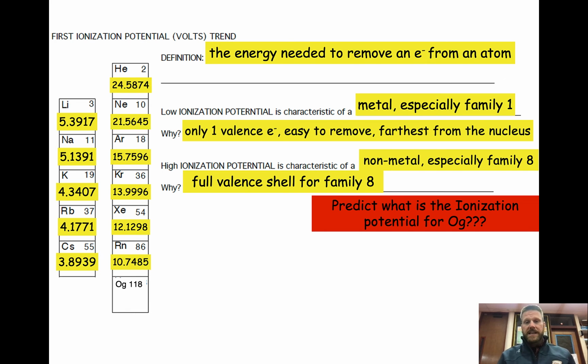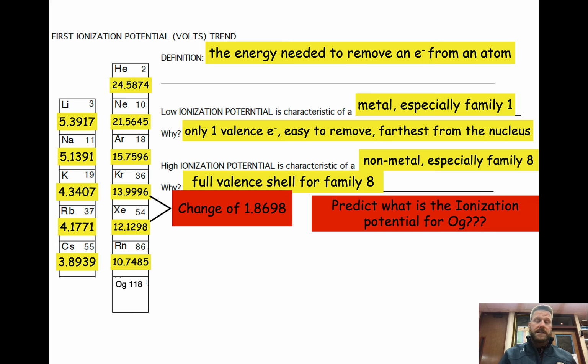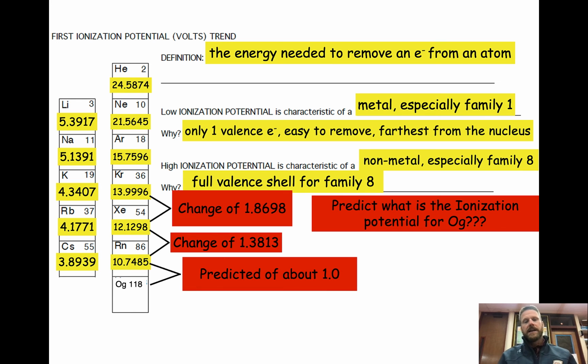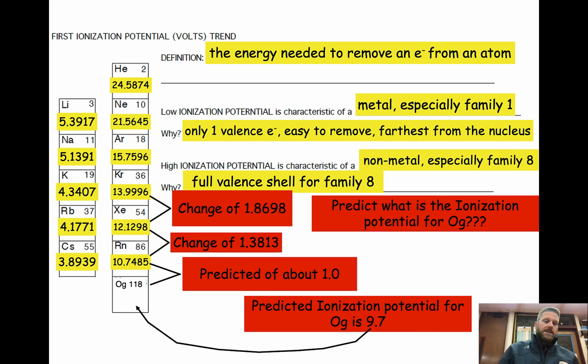Okay, let's predict what the ionization energy would be for oganesson, since this is a periodic trend. We can do a similar thing to what we did with the atomic radius. We can see that there's a change of about 1.9 in ionization energy from krypton to xenon. We can see from xenon to radon there's a change of about 1.3. So it'd be reasonable to predict that there's going to be a change of about 1 electron volt as you go from radon to oganesson. So a reasonable prediction for the ionization energy of oganesson would be 9.7.